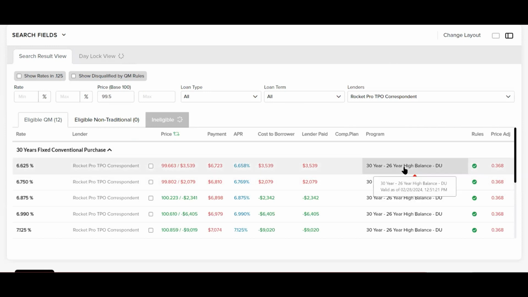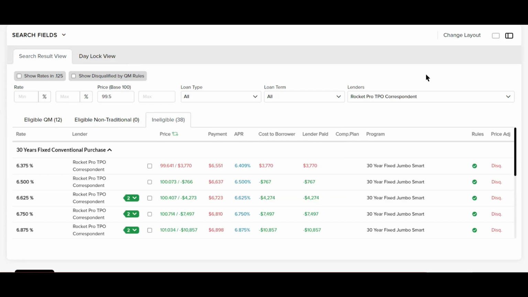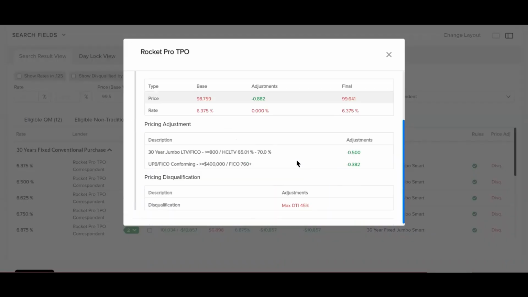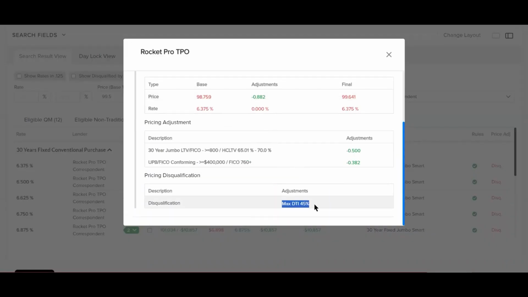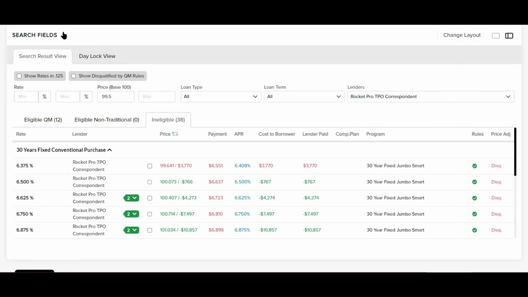As you see, when I got to 46 DTI, it only brings up high balance pricing because it's ineligible under jumbo. Okay, there's Rocket. Under ineligible, if you go to disqualified, why is it disqualified? Max DTI 45%. So it's a good way to see why a lender won't do things. And then you go, okay, can I modify the file enough to where it makes sense to go to jumbo? Can I get it down to a 45% DTI and do it on a jumbo product that's going to be better priced and all that kind of stuff?